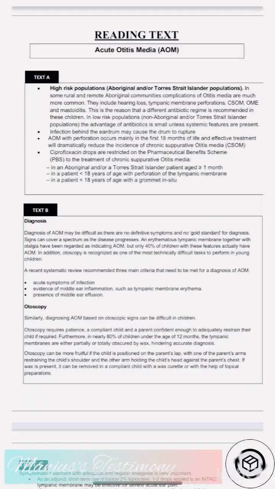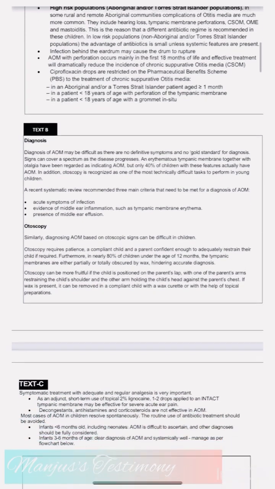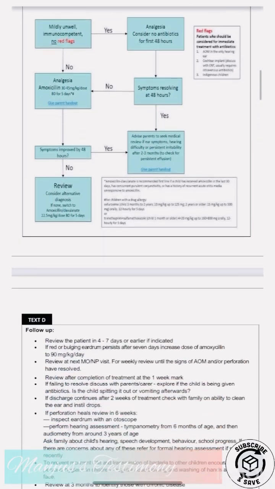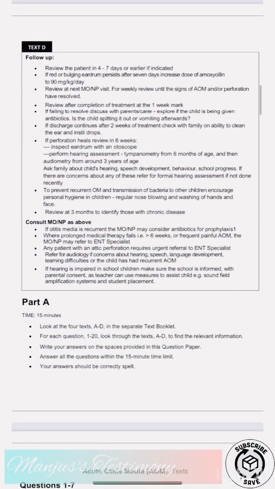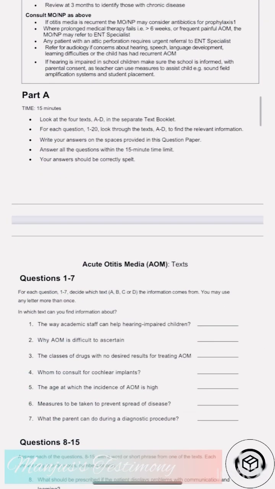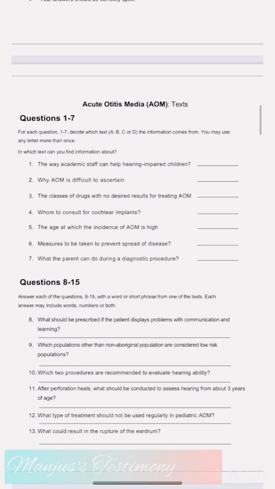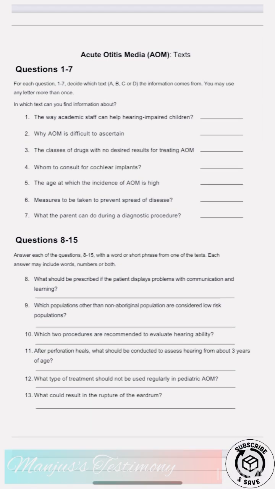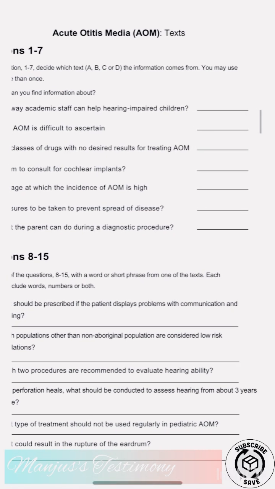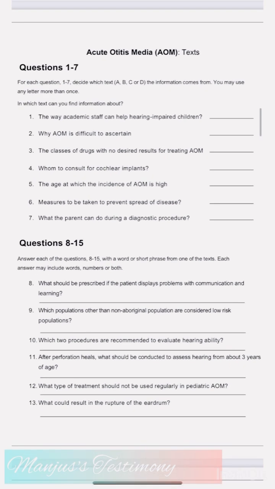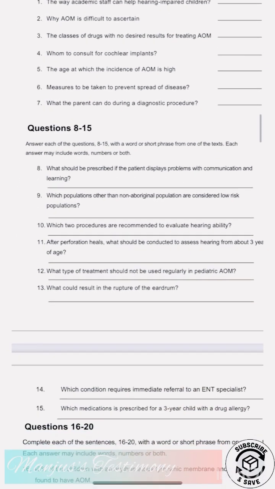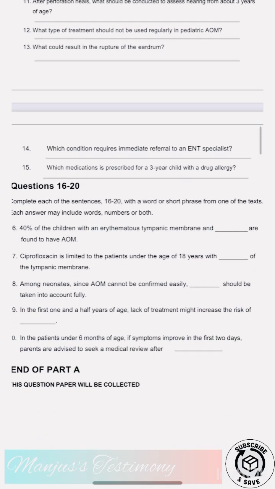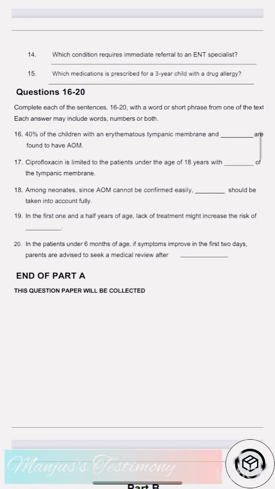So this is a model of reading question paper. You will get part A, part B and part C. This is part A. In part A you can see four texts, A, B, C and D. The questions are based on these texts. Questions 1 to 7 are to find out which paragraph contains these contents. For 8 to 15 you have to find out the answers. The answers may be a word or short phrase. Each answer may include words, numbers or both. And 16 to 20 is for filling the blanks. Here also your answer may be a short phrase, words, numbers or both.